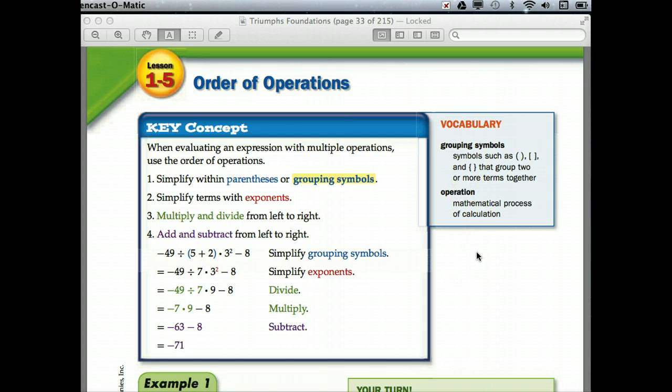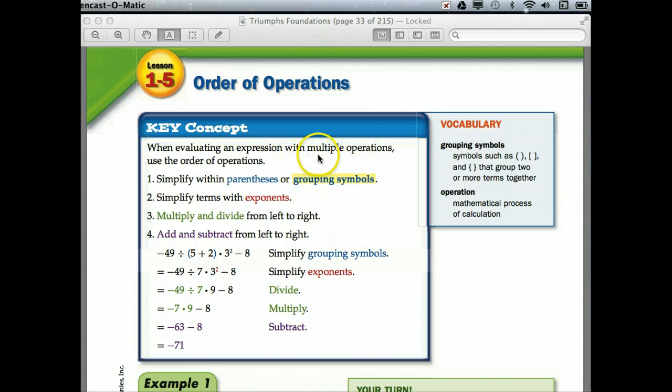And did you know that even the fraction bar, like 4 divided by 2, 4 over 2, that's also considered a grouping symbol. Operation is a mathematical process of calculation. So we think of 4 operations: addition, subtraction, multiplication, and division. But we have order of operations to tell us what order we need to do these mathematical processes so that everyone is doing it the same way and so we can get the same answer.